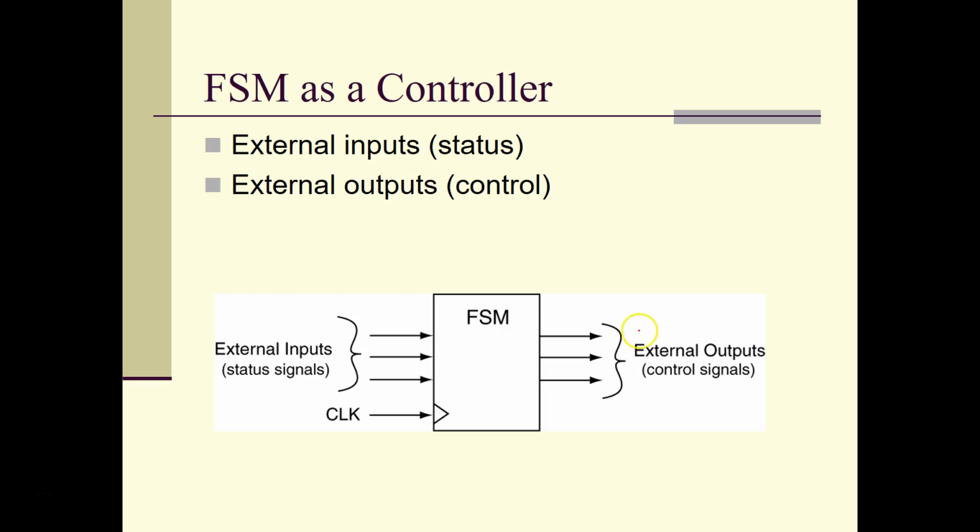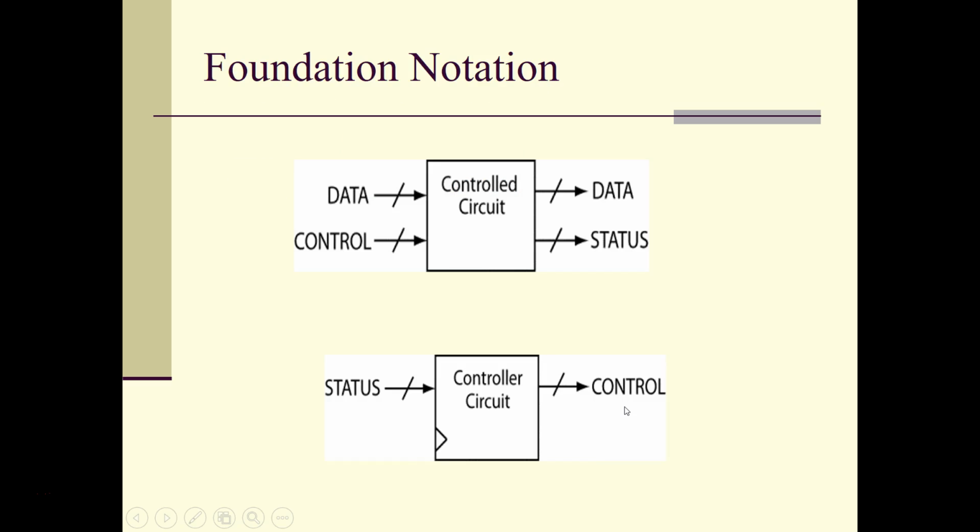So this is your finite state machine here. You got these external outputs, which are going to be used to control stuff. You've got these external inputs, which is essentially status inputs from your circuit. So the way this is going to control things, it's going to read the status inputs, decide what to do, send out the appropriate control inputs to do what you wanted your circuit to do.